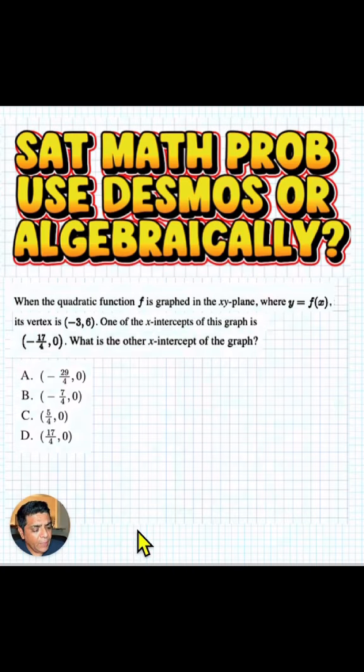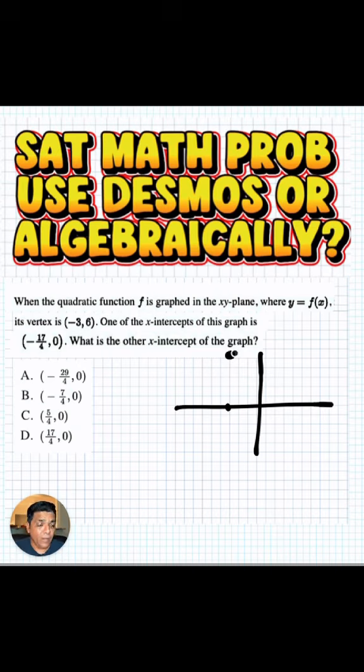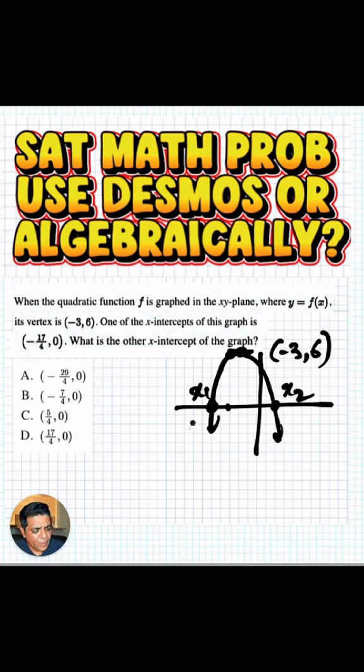Okay, so really quickly, to understand this problem, let's take a look at the graph of this. Negative 3, 6 is the vertex, so it's approximately over here. In order for that parabola to have x-intercepts, it's going to have to go in this direction. Let's call this one x1, the first intercept, and the other one x2. We know the coordinates of the first one: negative 7/4 for the x value.